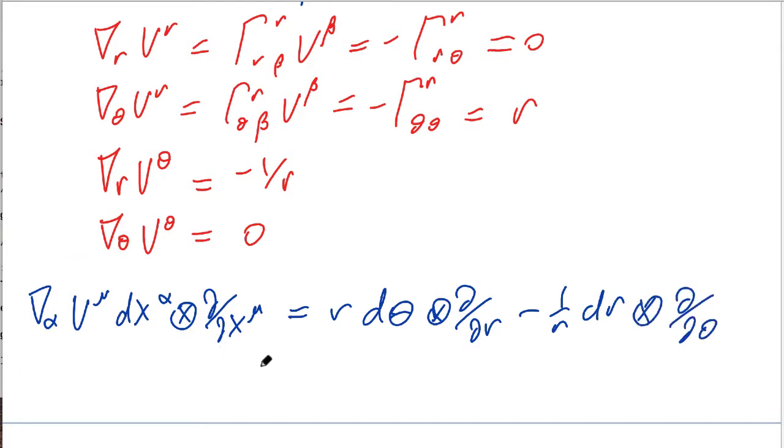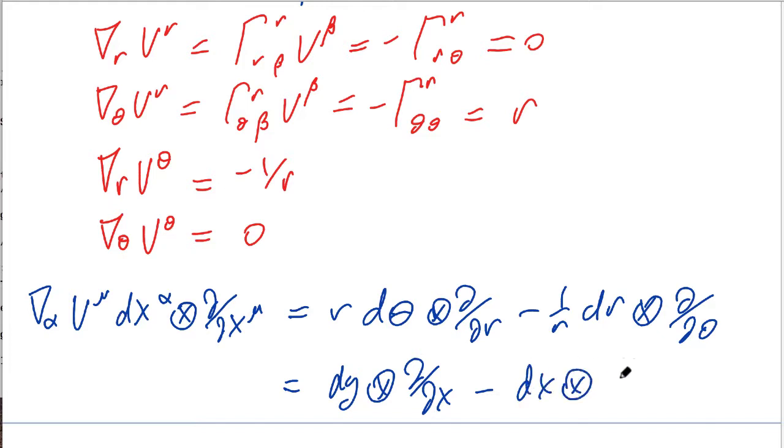This is our result for the covariant derivative of the vector field V, and we carried out this calculation entirely in polar coordinates. Let me remind you, the result that we got in Cartesian coordinates was dy outer product with d by dx minus dx outer product d by dy. So the question is, are these the same?